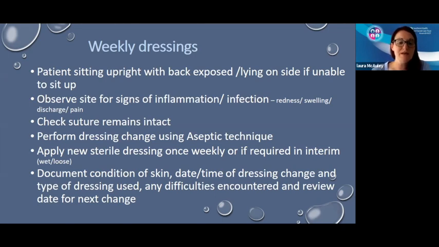You also want to document the condition of the patient's skin, when you did the dressing change, what dressing you used, and any difficulties, and a plan for the next change.